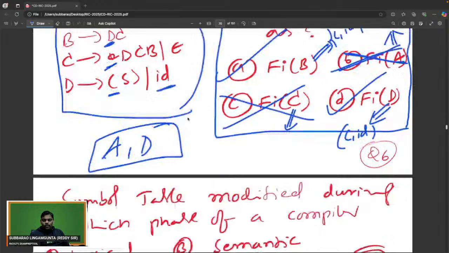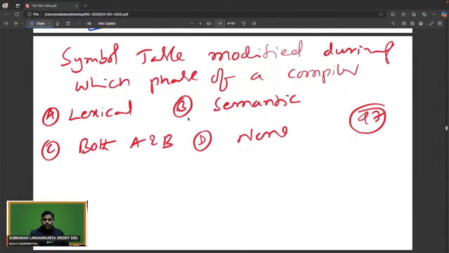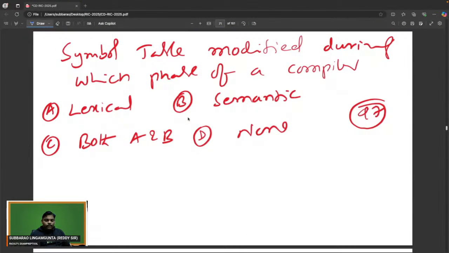Let's move to the next problem. Symbol table modified during which phase of a compiler?